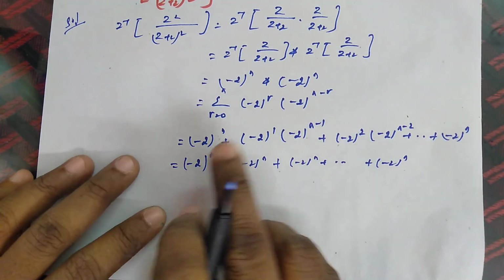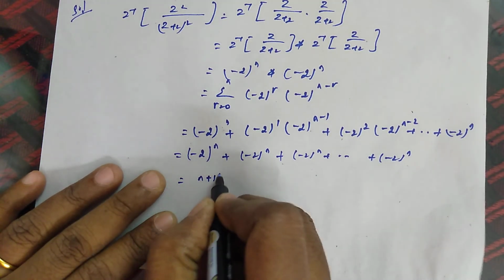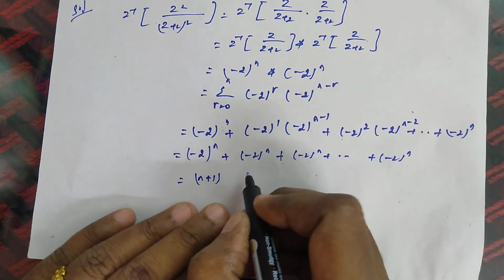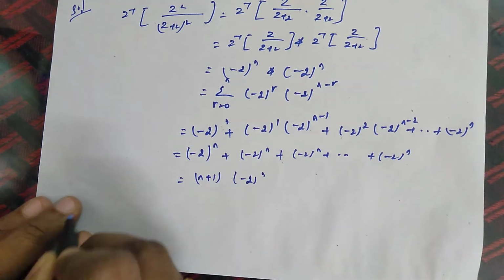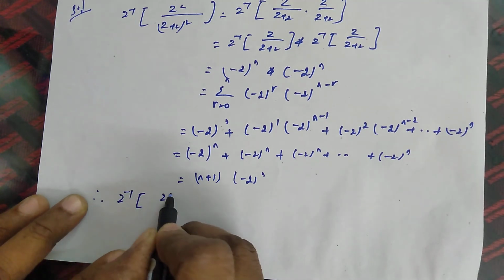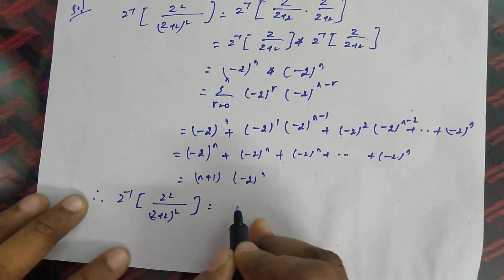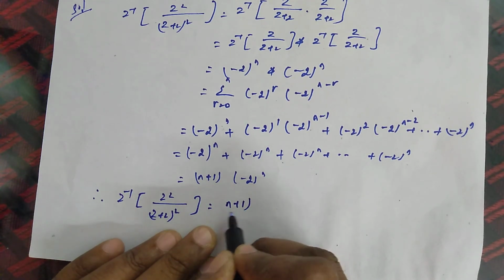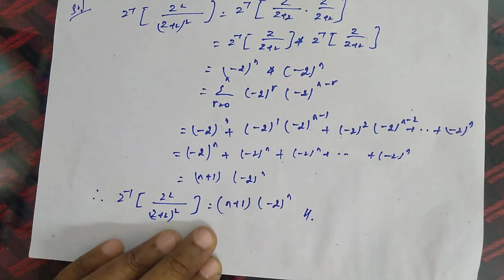How many terms are there for r equal to 0 to n? So n plus 1 times we have the minus 2 power n terms. Therefore, what is the answer? Z inverse of z square by (z plus 2) the whole square equal to n plus 1 into minus 2 power n. So this is the answer for the third question.